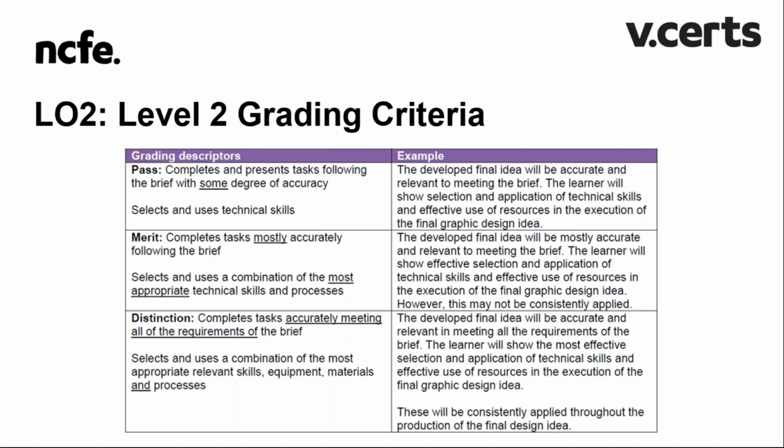And then for distinction, again, we'll be looking at that bottom sentence here in the example in the right-hand column. It's about consistency with the application throughout the production of the final idea. So there should be quite an obvious flow from their intention from learning outcome 1 right through to the final outcome that they produce in learning outcome 2.